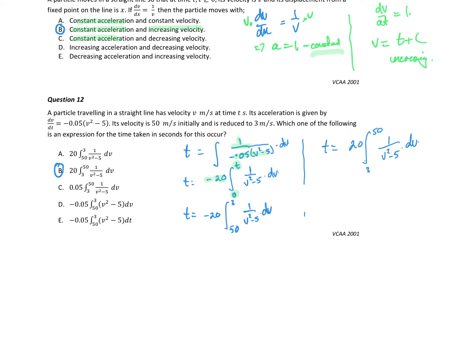Now, I want to know the time it takes for it to change velocity from 50 meters per second to 3 meters per second, yeah? All right, which means if I flip the terminals and bring the negative sign out the front, I get a positive 20, okay, which is going to correspond to B. All right, so again, it's just thinking about those terminals and which way our particle is changing.